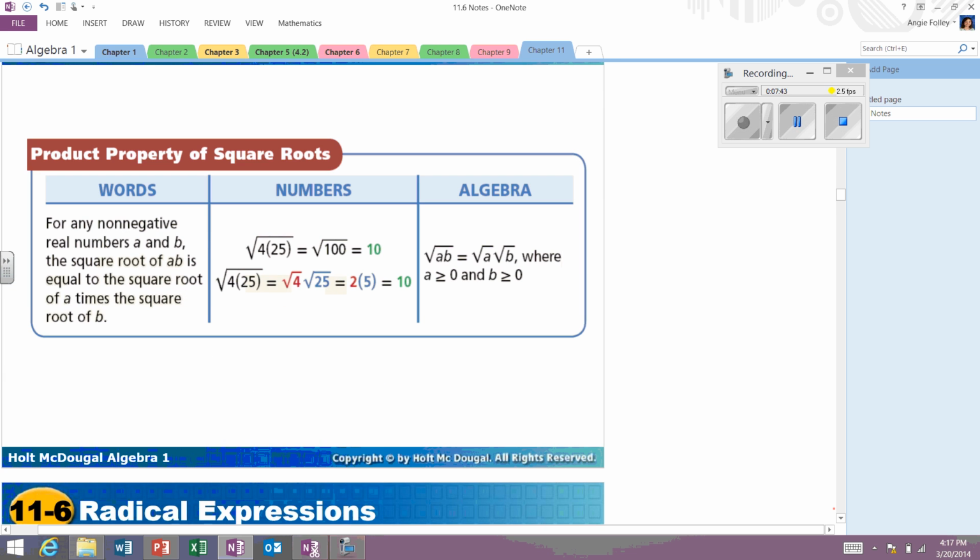So just kind of an idea of this product property: for any non-negative real numbers a and b, so if I have non-negative numbers, that means they're positive, the square root of a times b is equal to the square root of a times the square root of b. All right? So just an example, if I have the square root of 4 times 25, that's the same thing as the square root of 100, which is 10. Or I could separate that into the square root of 4 and the square root of 25. And then I know the square root of 4 is 2 and the square root of 25 is 5. So now when I multiply those together, I get 10. So that's going to be helpful for these next ones that we're solving.